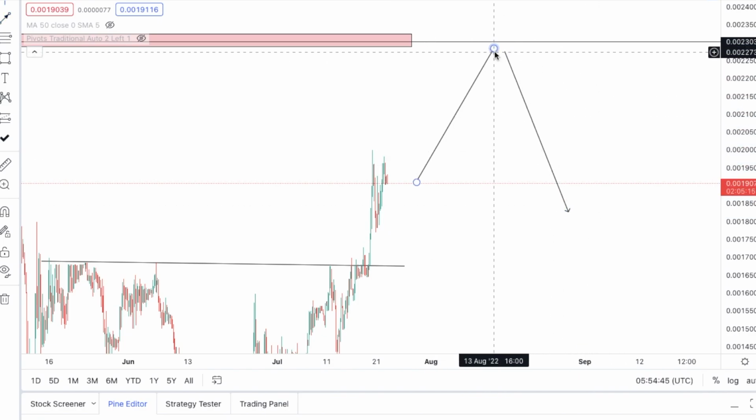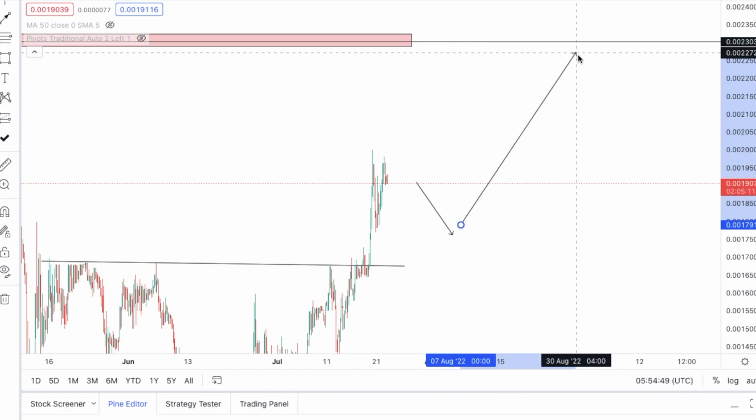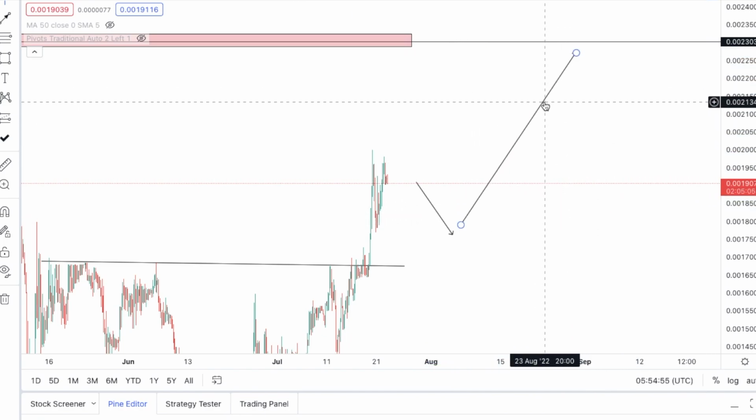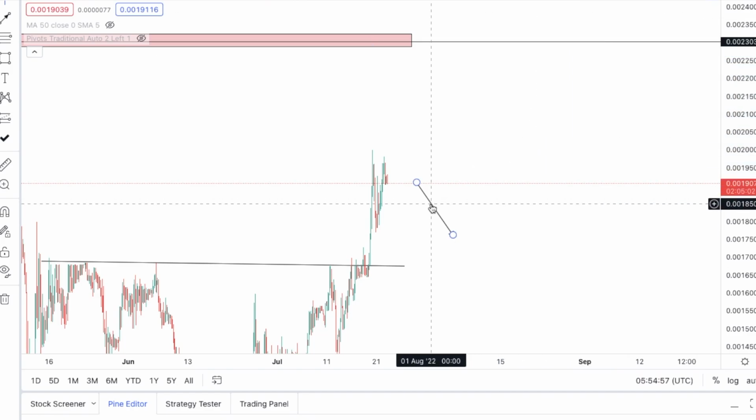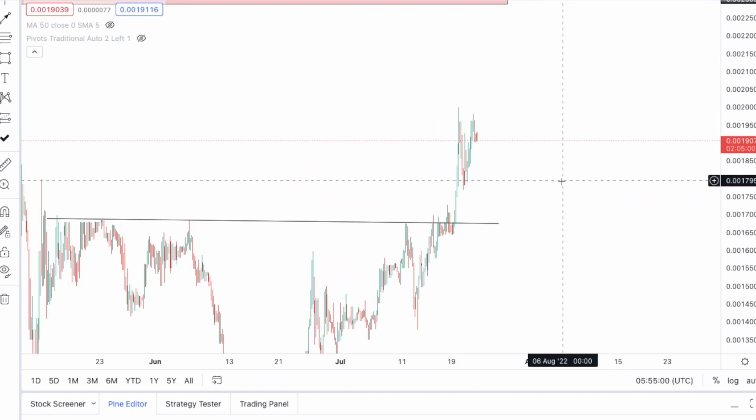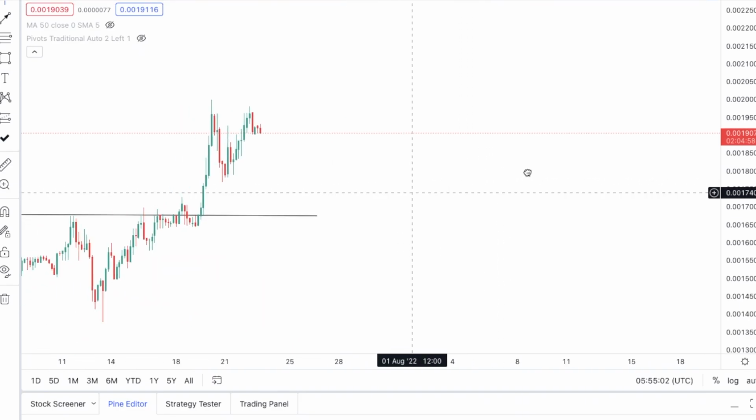Of course, we could see a pullback right here, but overall our projection is to go towards the upside, and that's what we're going to look to do today and see if price can absolutely do that with the next future price action that I'm going to be showing you guys. So awesome. So we came to this key level.